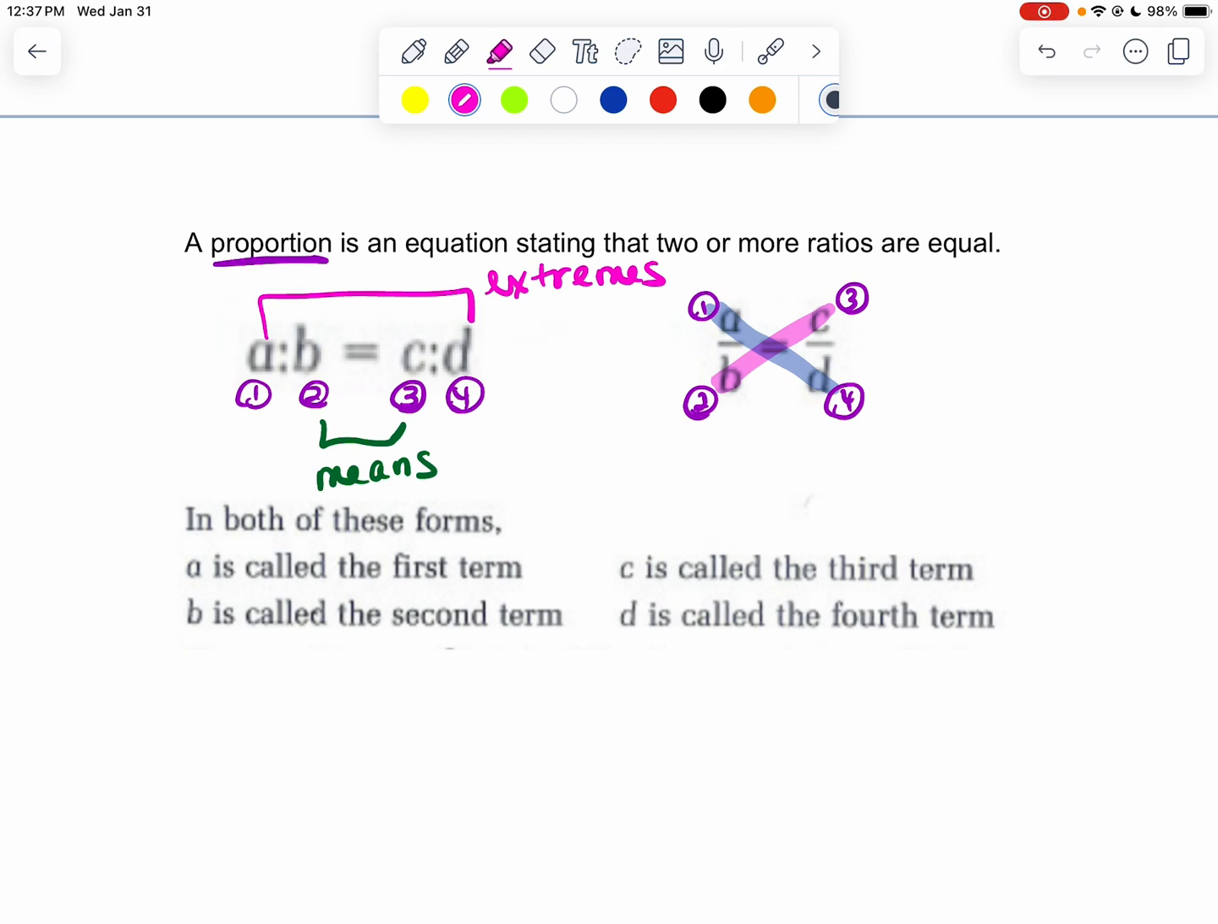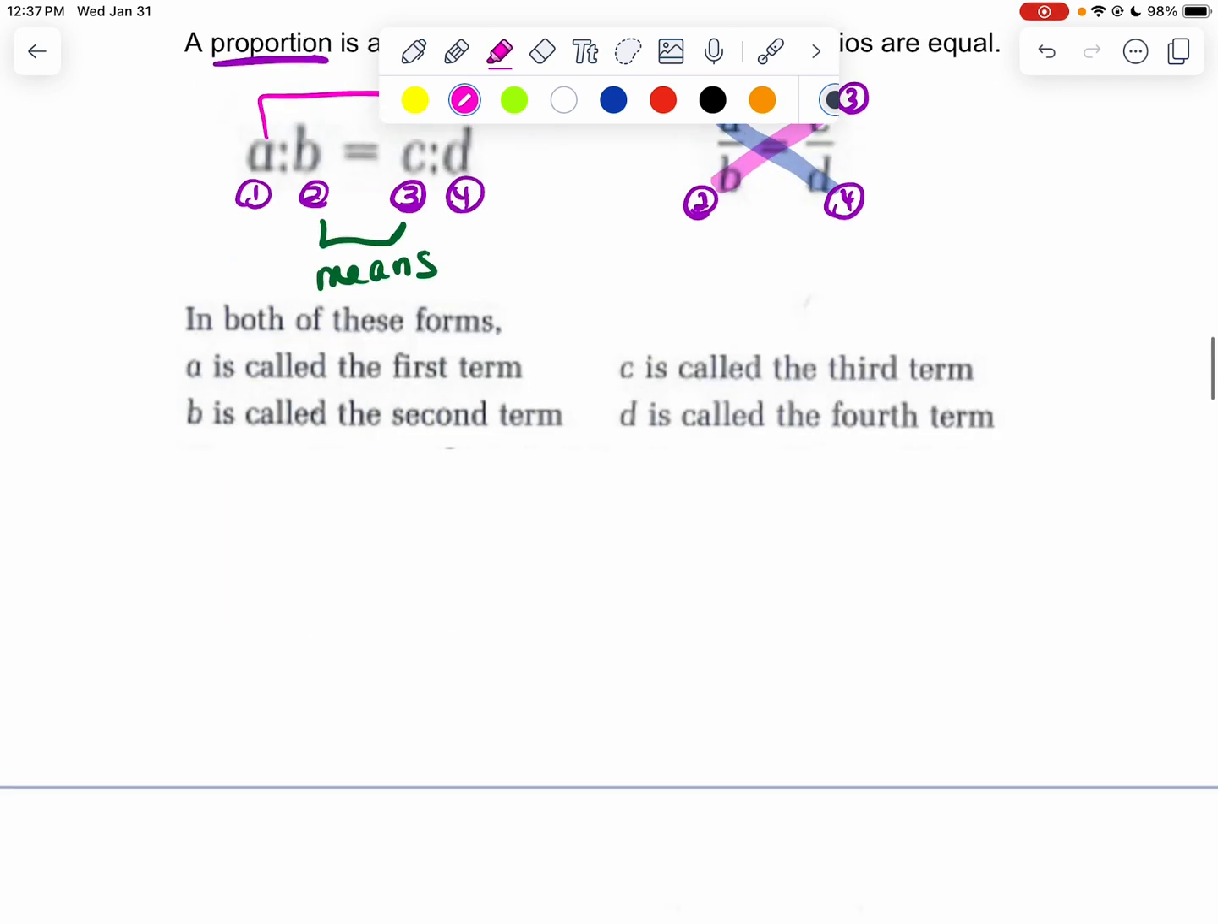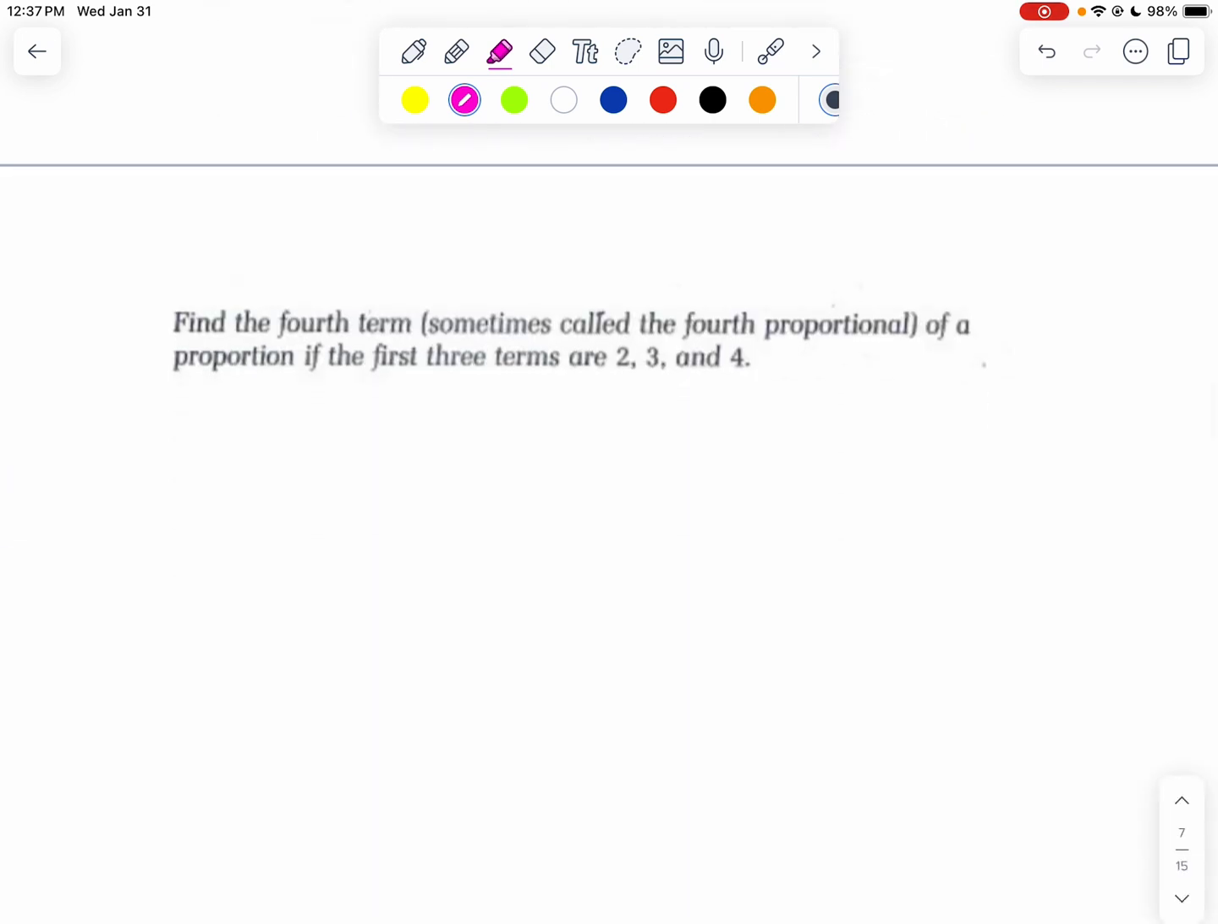So when we're setting up a proportion, when we're looking at a proportion, when we're solving a proportion, we want to make sure we pay attention to which are the means and which are the extremes. Okay, so this says find the fourth term, sometimes called the fourth proportional. So your homework tonight, it might say fourth term, it might say fourth proportional. Either way, it means the same thing.